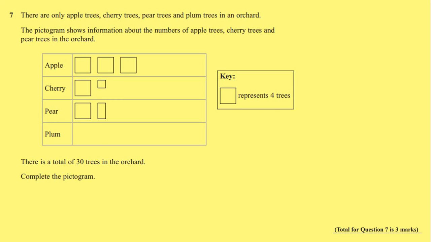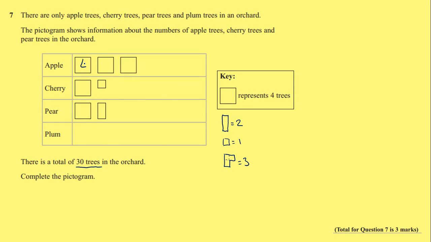There are only apple trees, cherry trees, pear trees and plum trees in an orchard. The pictogram shows information about the numbers of apple trees, cherry trees and pear trees in the orchard. It's also got a space for us to put some stuff about plum trees. Now there's a total of 30 trees in the orchard. Now this box represents 4 trees, which means that a half box must represent 2, and a little chunk of a box must represent 1, and also a chunk where it's got a half and a little 1, that would be 3 trees.